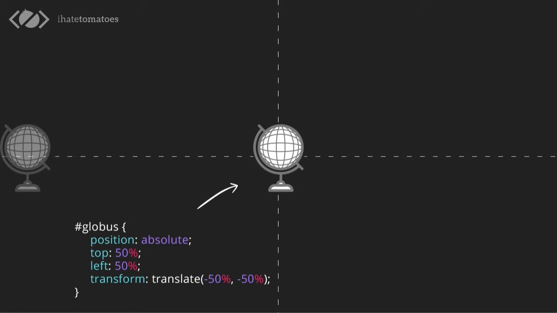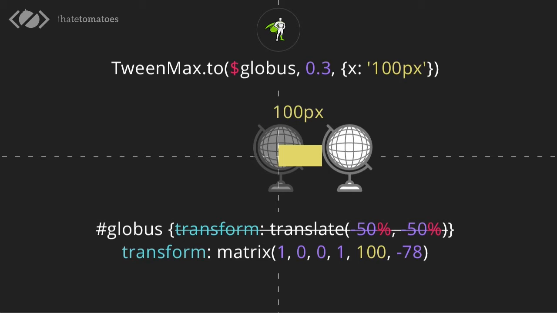So this is the CSS positioning, and now we will set the first tween. Here we've got a tween set to x 100 pixels. As you can see, the globus moved 100 pixels from the center of the viewport.